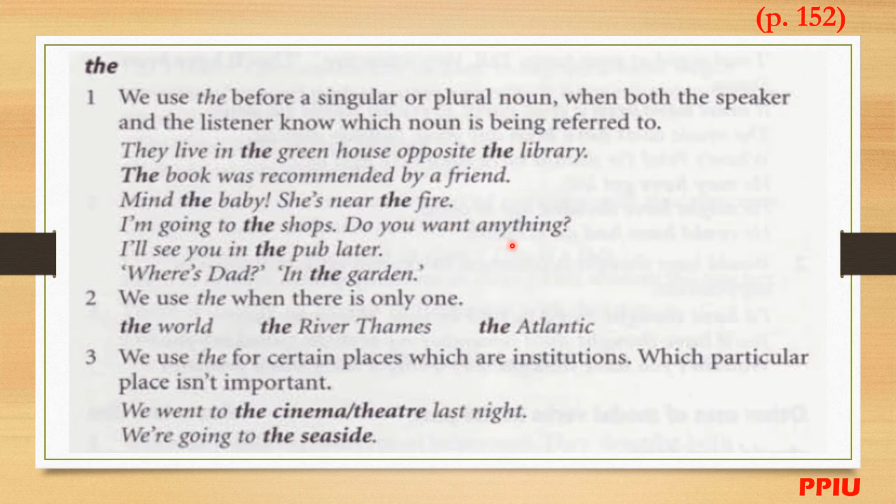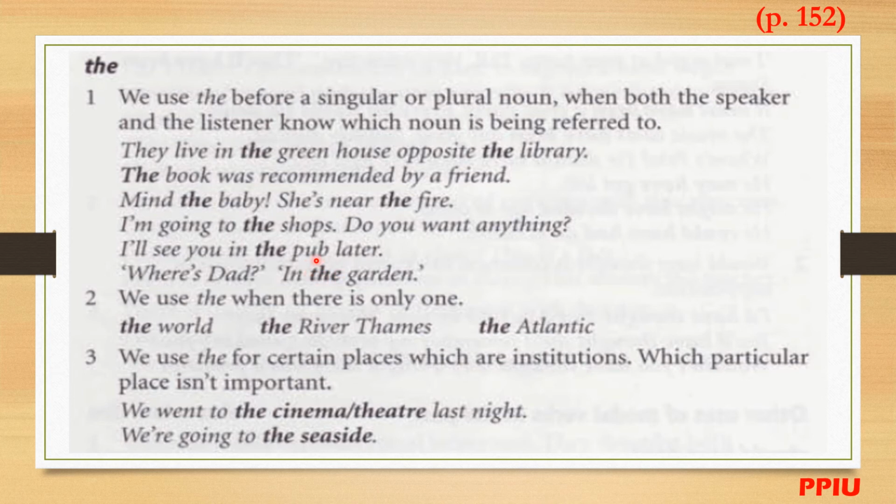Do you want anything? I'll see you in the pub later. So the speaker and the listener understand which pub they are going to go to. Where's that? In the garden. Okay.